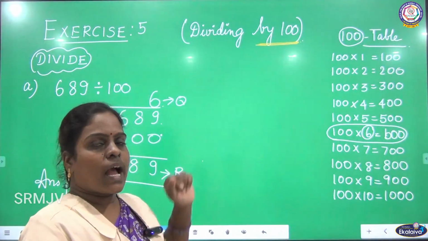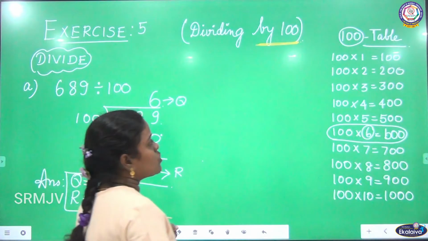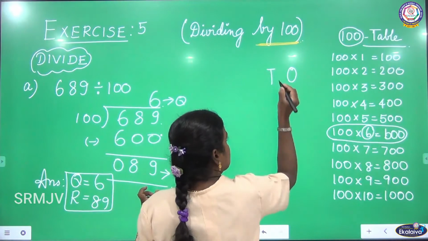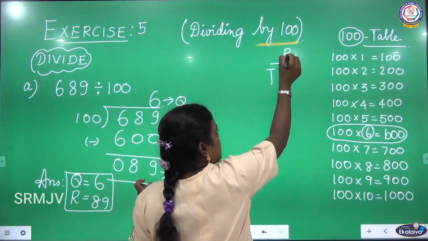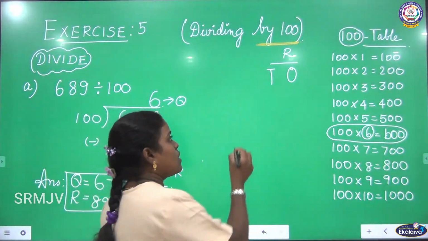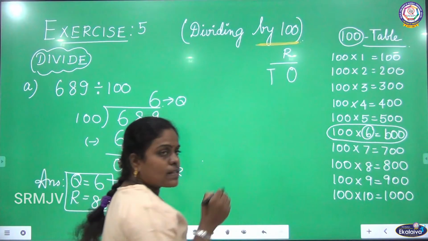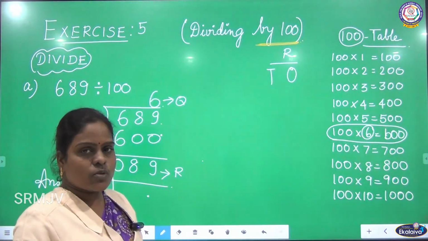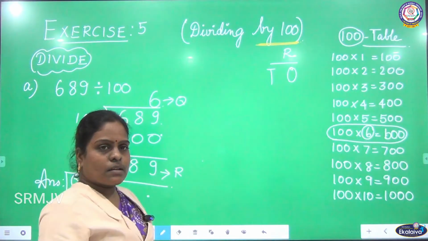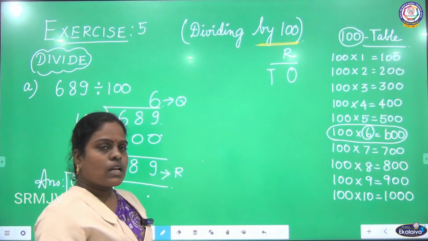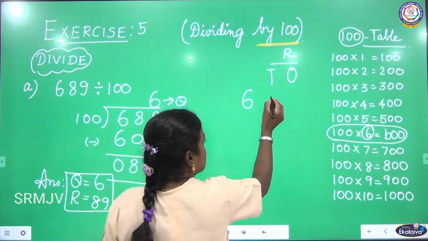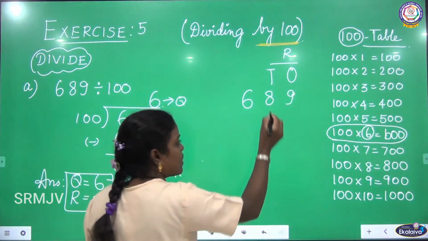When we are dividing by 100, we have to take the ones and tens place as the remainder, and the remaining digits we have to take as the quotient, because here the divisor is 100. In 100 we have 2 zeros, so we are taking the ones and tens place as the remainder and the rest of the digits are the quotient. So here write down the given number. 689 is the given number.